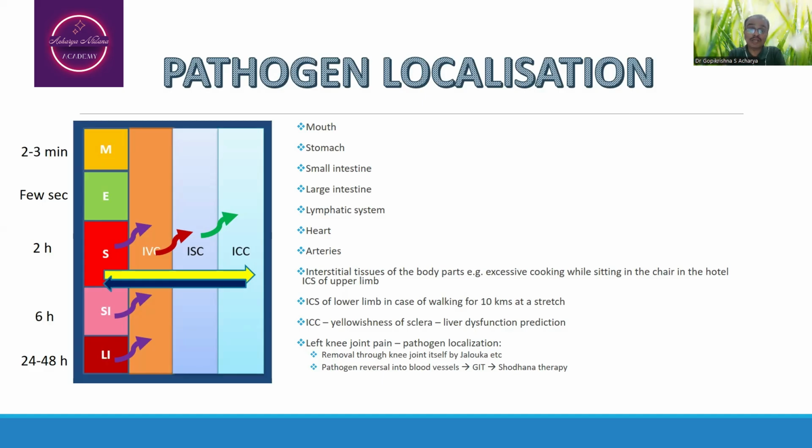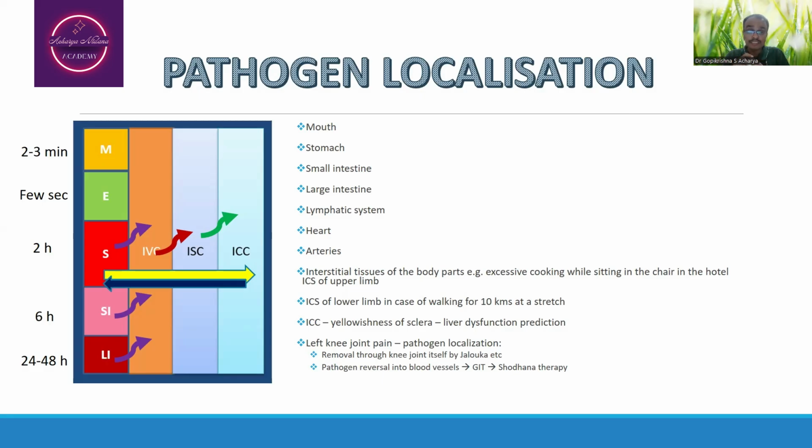or whether the pathogens are localized in the lymphatic system, or in the heart, or in the arteries, or in the capillaries, or in the intestinal compartment of any particular part of the body, or in the cells. Based on that, the person may have typical symptoms manifested.